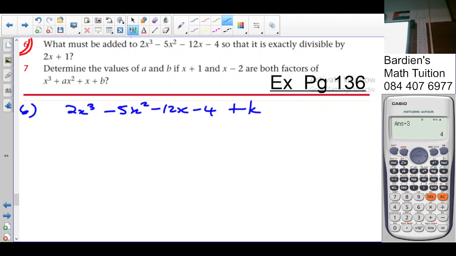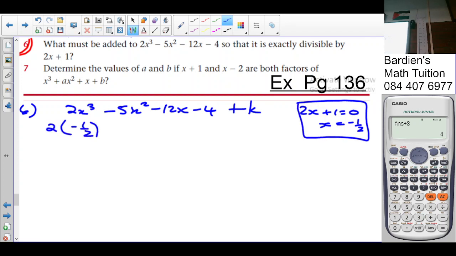So what do I do with that? What do I do with 2x plus 1? Let it equal to 0. So I say 2x plus 1 equals 0. So x is equal to negative half. So if I substitute that into here, it's going to be 2 times negative half cubed minus 5 times negative half squared minus 12 times negative half minus 4 plus k should give an answer of 0. Why 0? So it will be a factor.